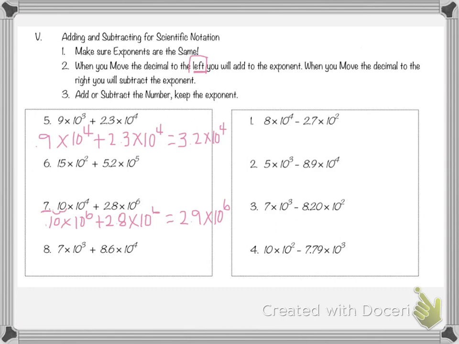Okay, so let's do subtraction over here. So let's look at this number 2 right here. Okay, got 5 times 10 to the third minus 8.9 times 10 to the fourth. So I want to move my decimal. Okay, so we'll move this decimal over here to the left, and then we will add an exponent up there. So this is going to be 0.5 minus 8.9. So 0.5 minus 8.9 will be a negative 8.4, and then this will be times 10 to the fourth power.